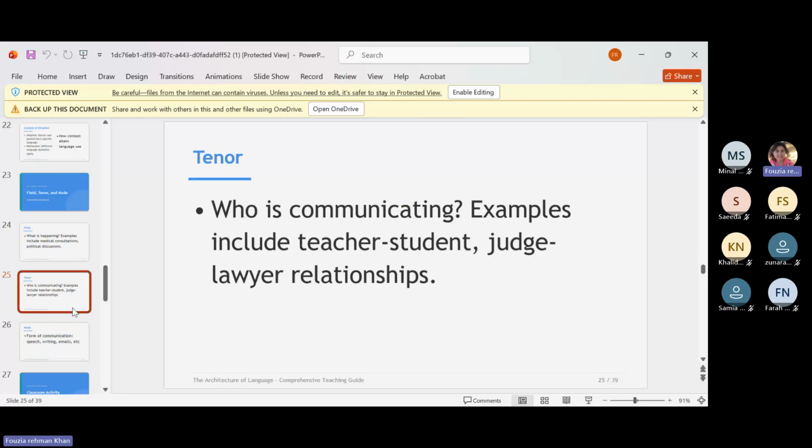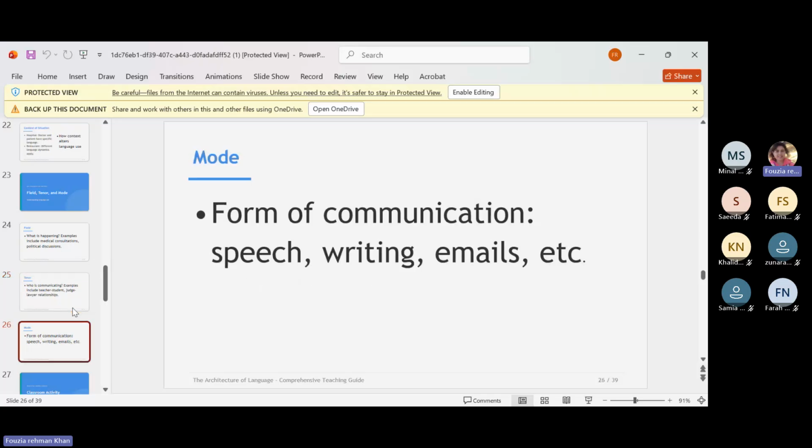Tenor refers to, these are part of the context also, and these are part of the registers also. This refers to who is communicating. The tenor right now is the teacher and the students in an online class. It can be patient and the doctor, it can be judge and the lawyer, it can be the police and the criminal, or whatever relation is there between the people in a field. Mode, of course, refers to the form of communication. It can be speech, writing, email, WhatsApp, your social media, whatever mode you take for your communication, that is called the mode of communication.